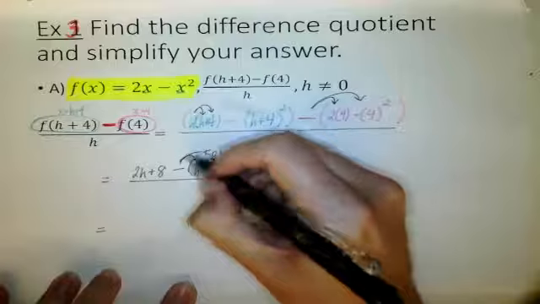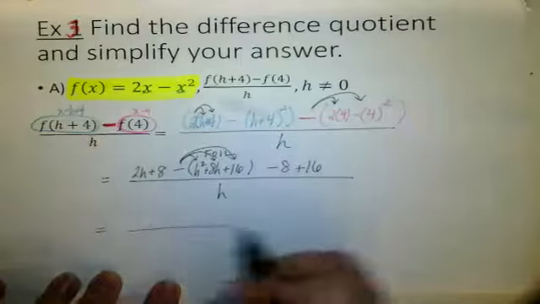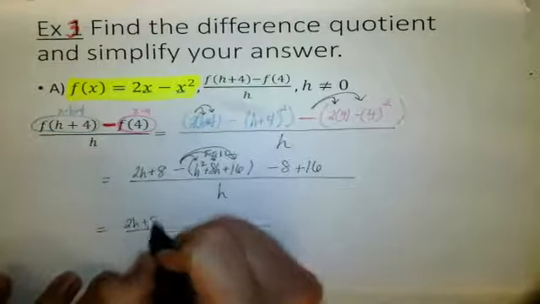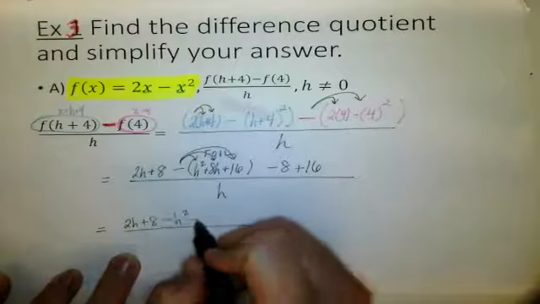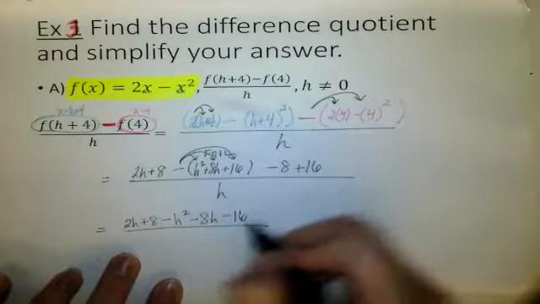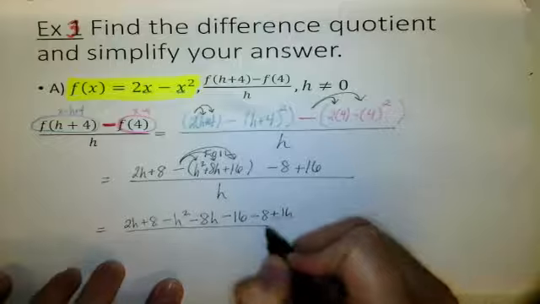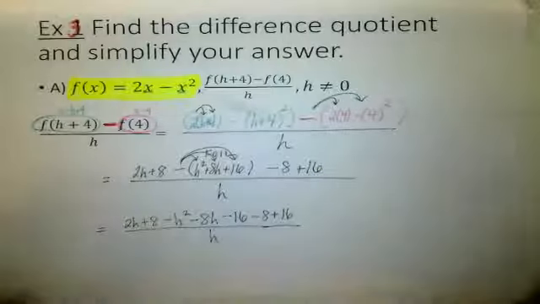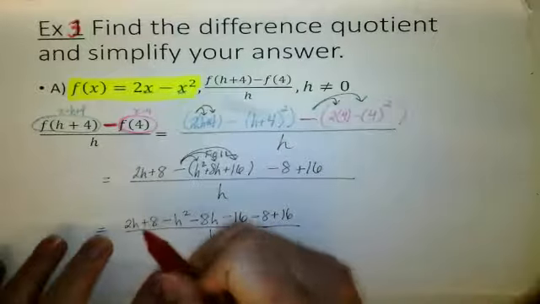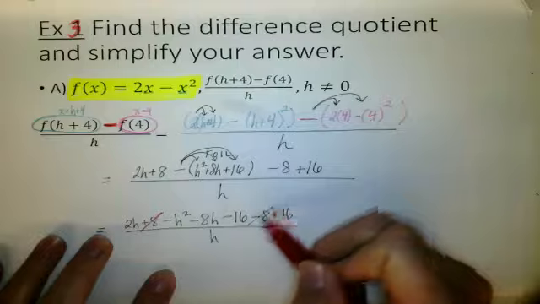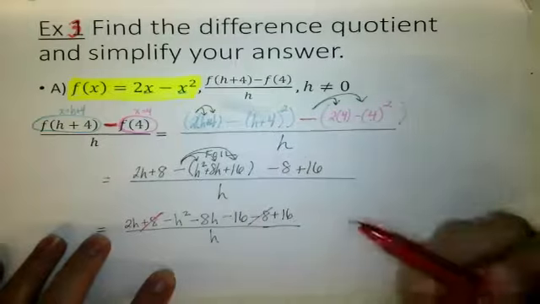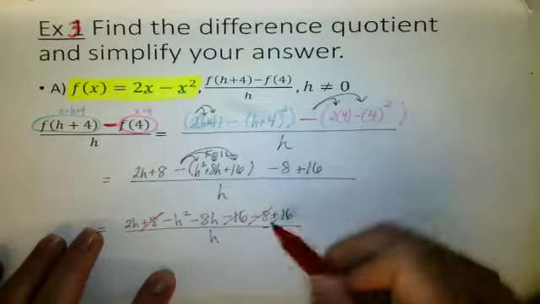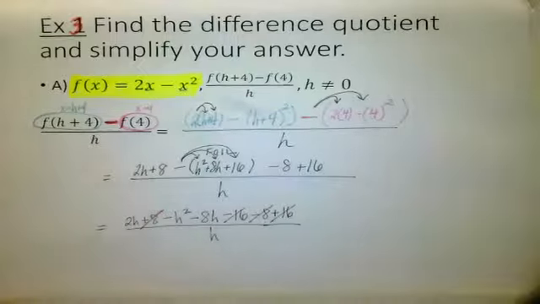My negative, one more there. Got one more negative to distribute. All right, so we have 2h plus 8 minus h squared minus 8h minus 16, minus 8 plus 16, which you could combine, but I'm not going to because this is what's neat about the difference quotient. What happens? Positive 8, negative 8. What else? Negative 16, positive 16. It cleans up so magically, and that's what's kind of fun about it.